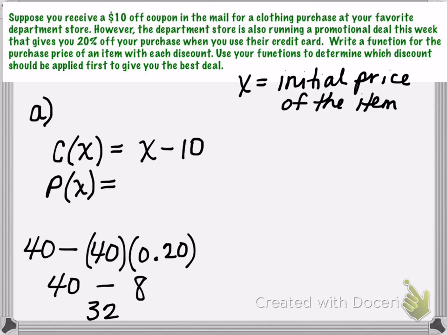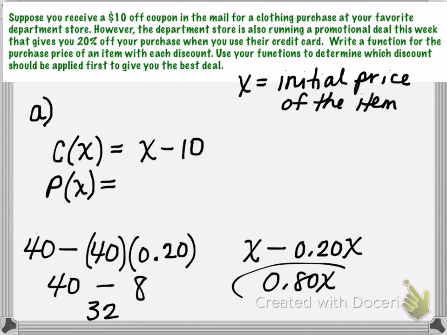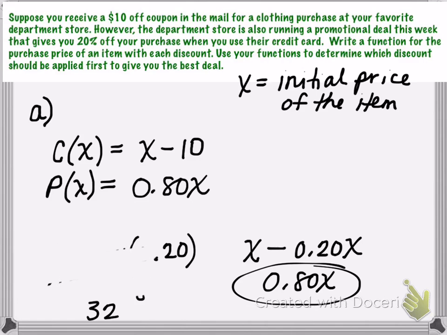If you generalize what we just did, if the initial price of my item was X dollars, I'm going to have to subtract off the discount, and the discount is 20% of X. That looks like X minus 0.2X, which simplifies to 0.8X. That should make sense, because if you're getting 20% off, then you're paying 80% of the original price. So if you use the percentage, our function is 0.8 times X. Alright, part A is completed. We have our two individual functions.